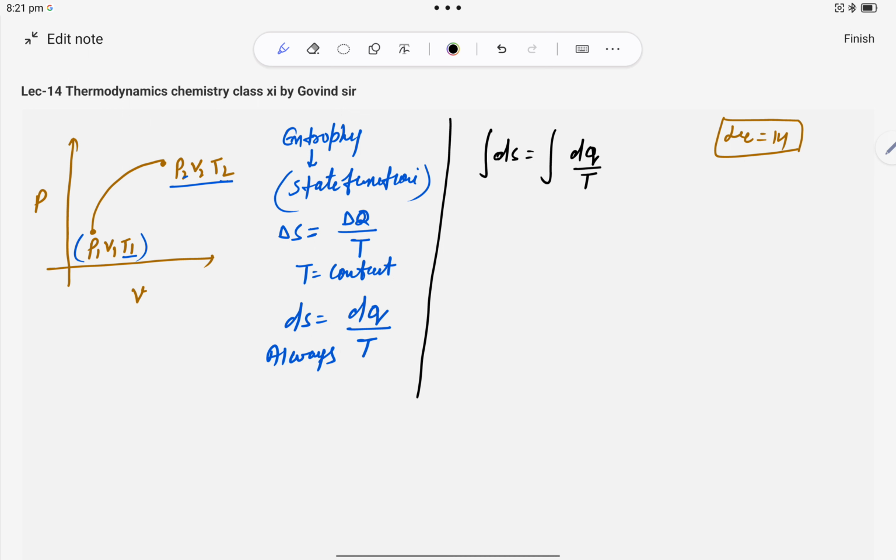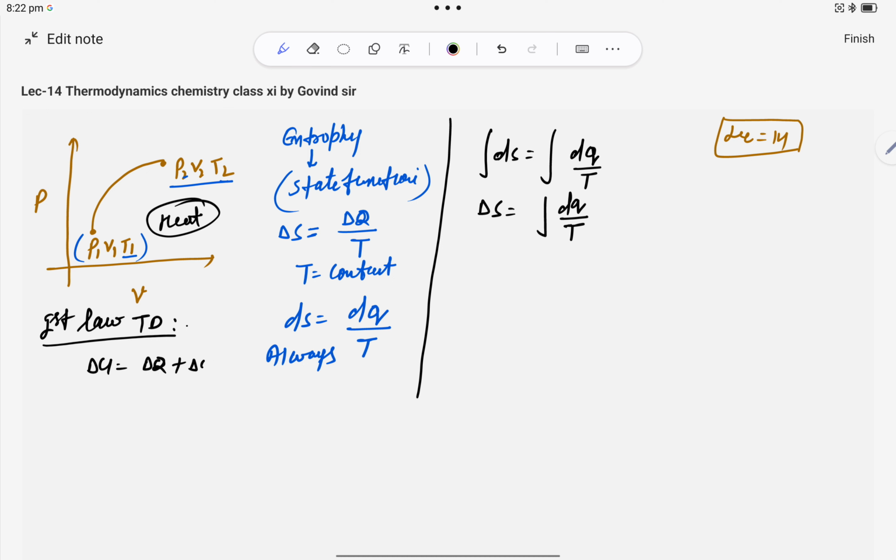So integration of dS will be delta S, equal to integration of dQ upon T. But Q we don't know, yes or no? Because here there is no information about the heat released or absorbed. Then what can we do? We know the first law of thermodynamics. What is the first law? Delta U is equal to delta Q plus delta W. So from here dU is equal to dQ plus dW, so dQ is equal to dU minus dW.